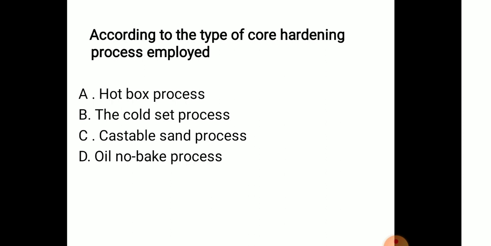This is the hot box process. Then the second one is the cold set process. While mixing the core sand, accelerator is added to the binder; the sand mixture is very flowable and easily rammed. Curing begins immediately with the addition of the accelerator and continues until the core is strong enough to be removed from the core box. A little heating of the core hardens it completely.